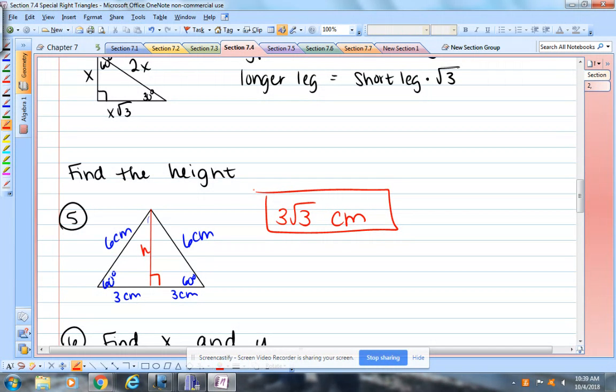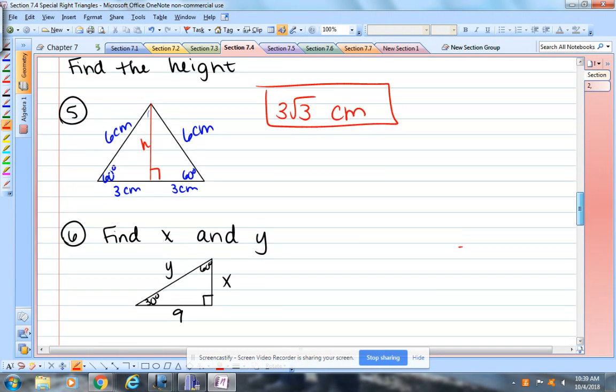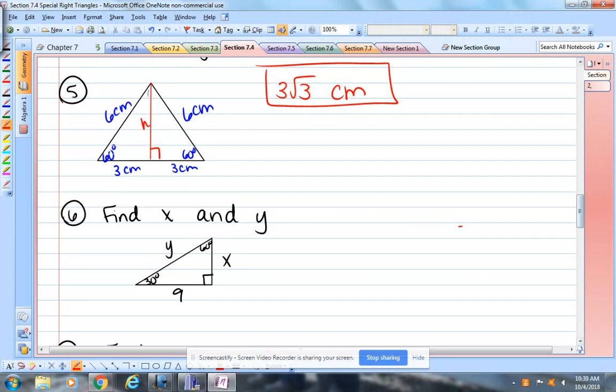So if you know the short leg, to get the long leg, you just multiply by radical 3, and to get the hypotenuse, you just double the short leg. That's it. So if we know the short leg, life is good on a 30, 60, 90. If you don't know the short leg, it's going to be a little bit more complicated. Like this one.